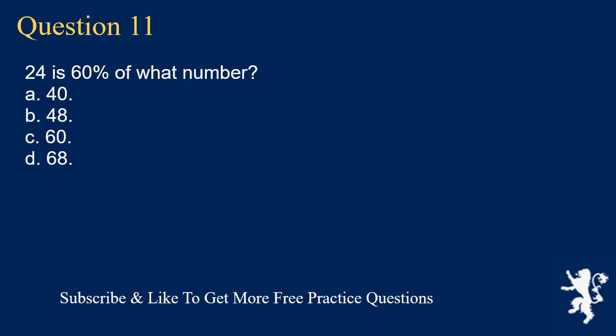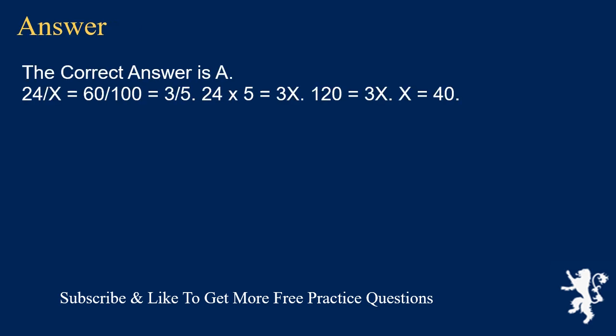Question 11. 24 is 60% of what number? A. 40. B. 48. C. 60. D. 68. The correct answer is A. 24/x equals 60/100 equals 3/5. 24 times 5 equals 3x. 120 equals 3x. X equals 40.